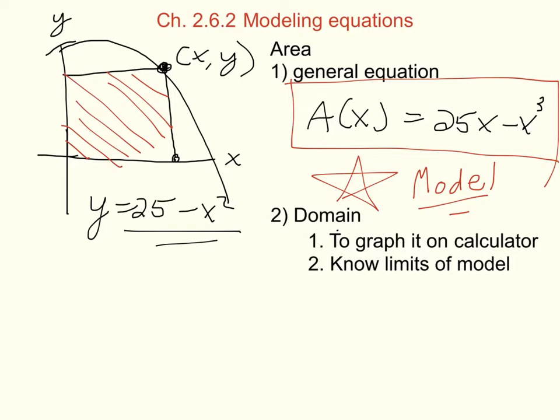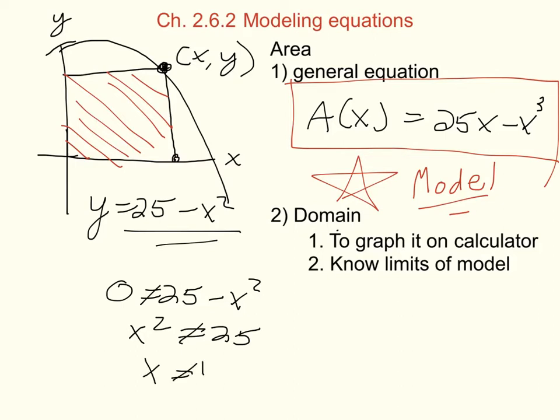To set the domain, we're going to set this function equal to 0. So 0 equals 25 minus x squared. x squared cannot equal 25, so x cannot equal plus or minus 5. So plus or minus 5 would be your domain, except we can see that this function is bounded by the x and y axes over here. So we know that x cannot actually be less than 0. x has to be greater than 0, but it has to be less than 5, because 5 is going to be right here.